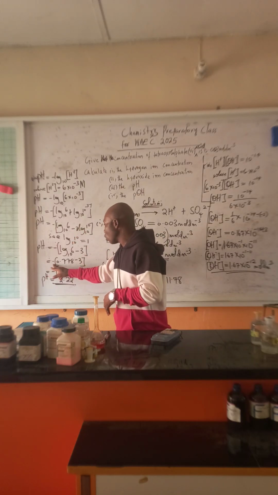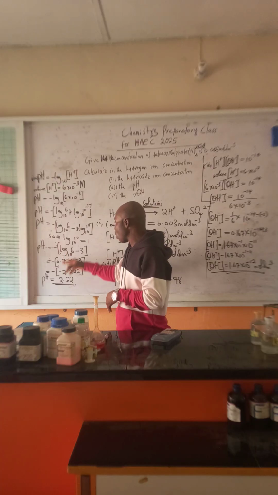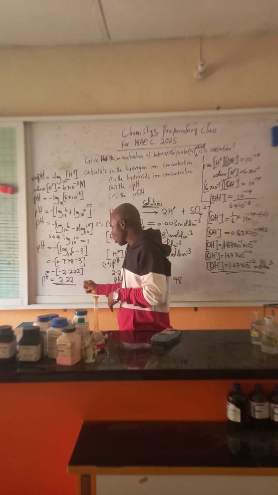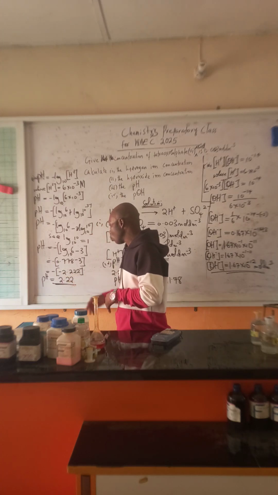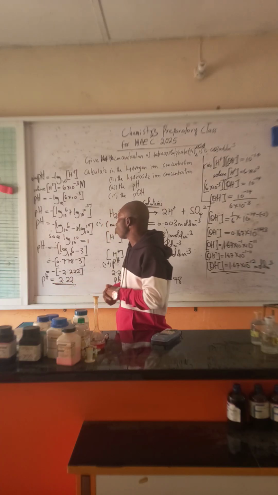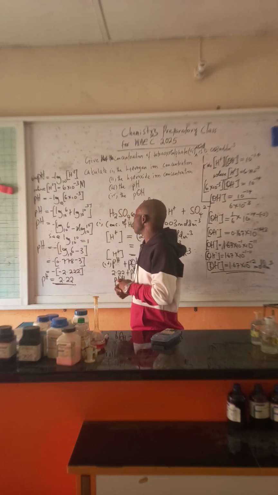Meaning that pH is equal to minus outside, log 10 of 6 will give us 0.778, minus 3. And 0.778 minus 3 will give us minus 2.222. Multiply by the minus outside, our pH is equal to 2.22. So 2.22 is the pH.